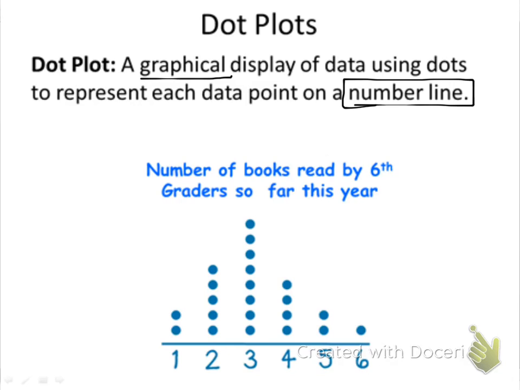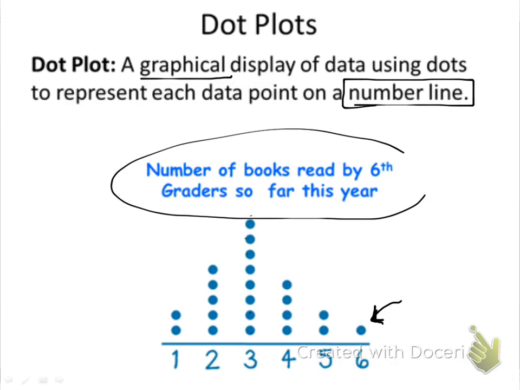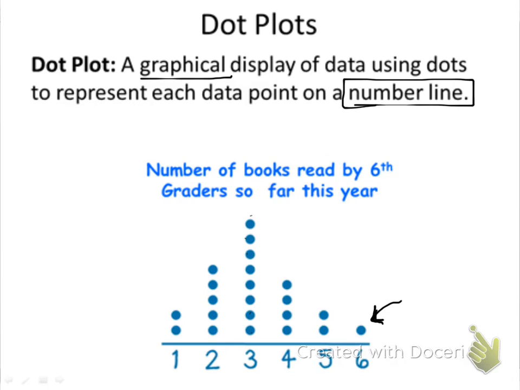Number of books read by 6th graders so far this year. Across the bottom, we would have the number of books they've read, and then each dot would represent one student. So from this graph, we can see that one student has read 6 books, and that 1, 2, 3, 4, 5, 6, 7, 8 students have read 3 books. This graph is really nice because it has a title across the top, so it tells us what it's showing.